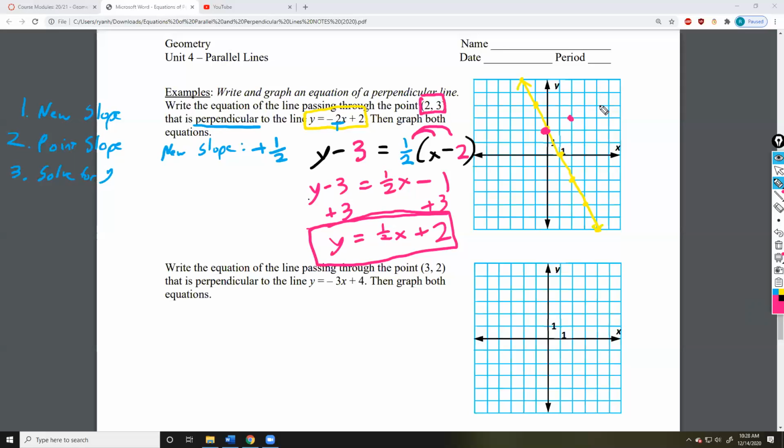Up 1 to the right 2. Or we're moving down 1 to the left 2. Down 1 and to the left 2. So our line should look something like this.